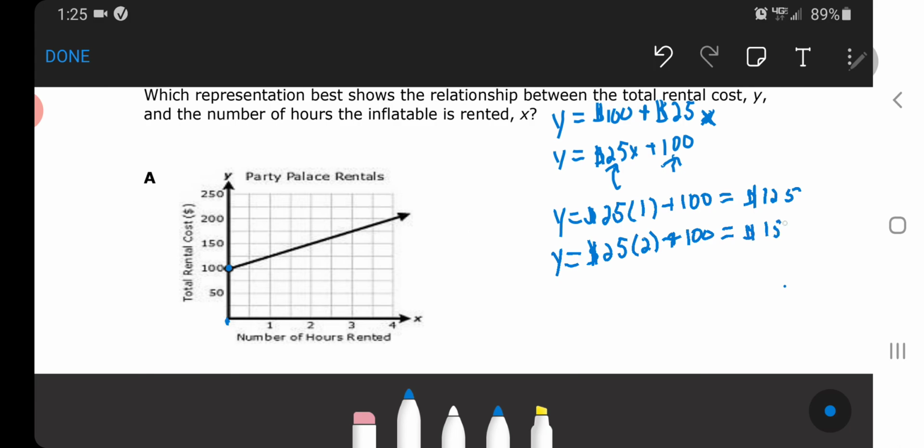Alright, well, let's see if our graph matches up. So at 1, we should be at 125. So 1, 125. That does match up. And 2, we should be at 150. And that matches up. So it looks like answer choice A.